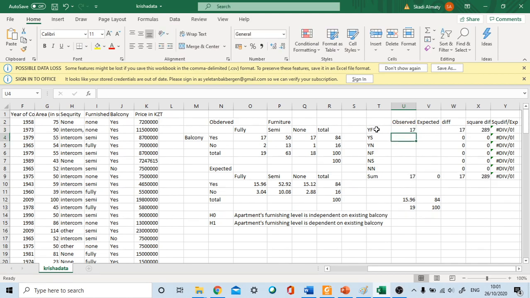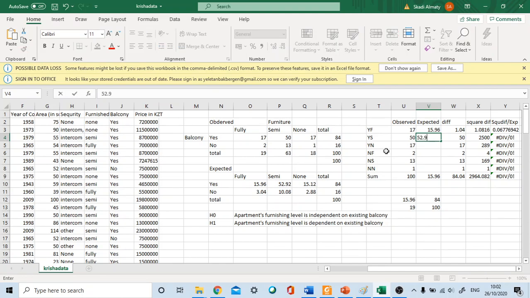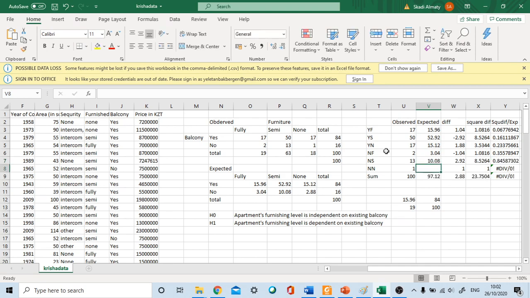17, 50. This part I will explain, guys, no problem. And for the non-balcony it is 17, 2, 13, 1. Expected: 15.96, 52.92, 15.12, 3.04, 10.08, 2.88. Yeah, it's the same, correct.